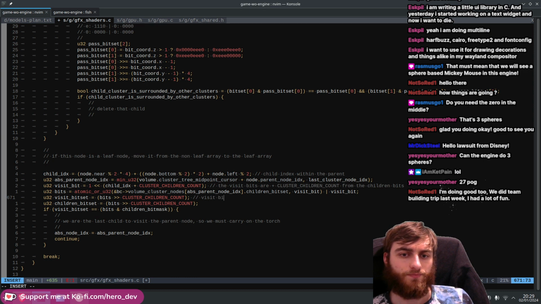Visit bit set is stored in the higher, sort of 8 to 16, 8 to 15 bit range. Something like that, right?